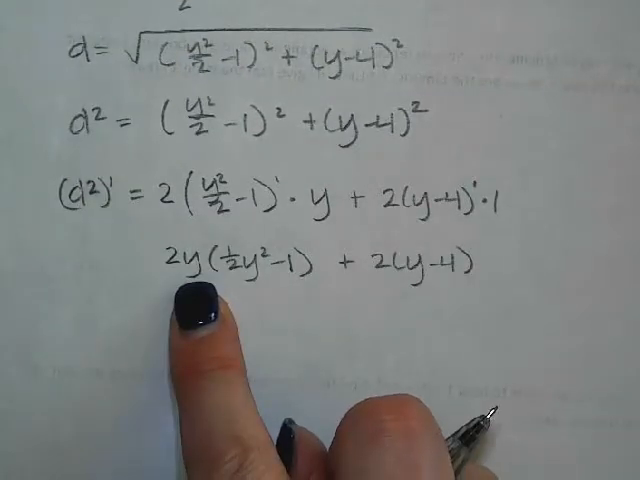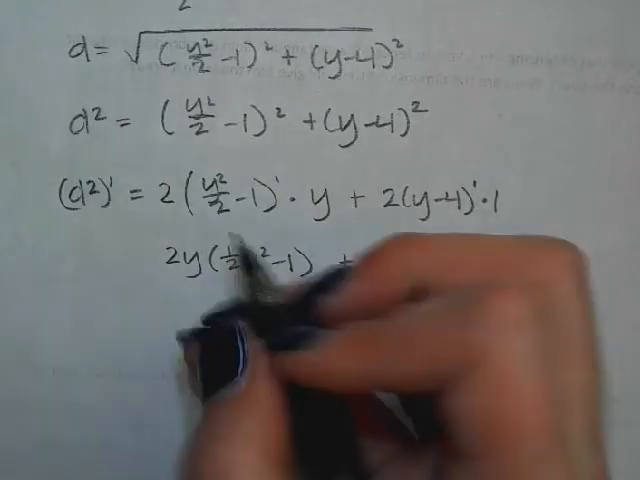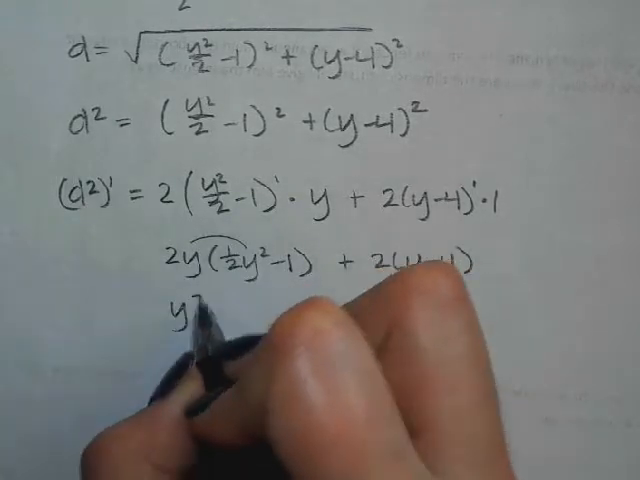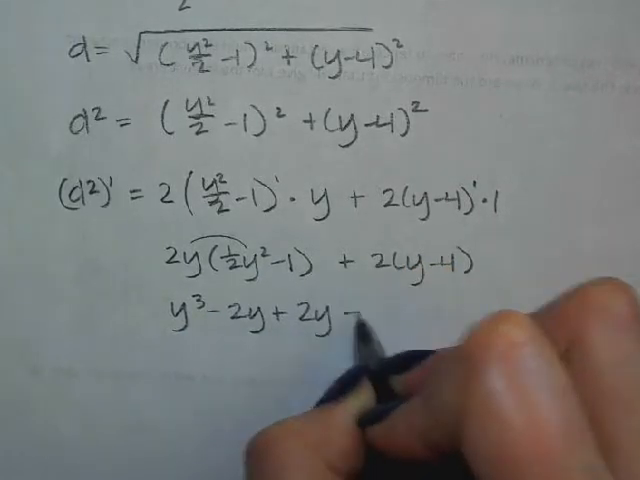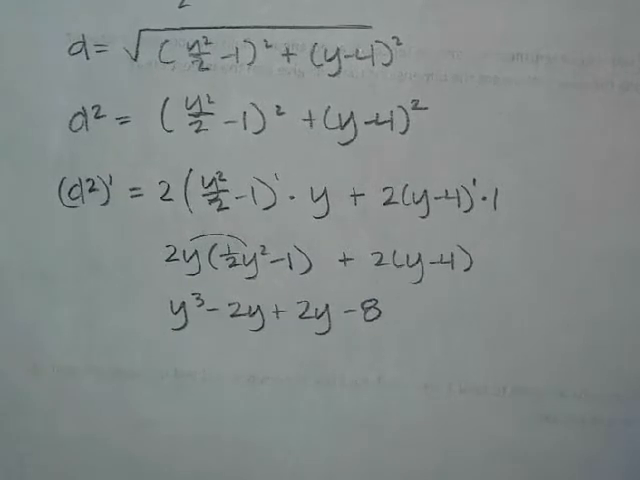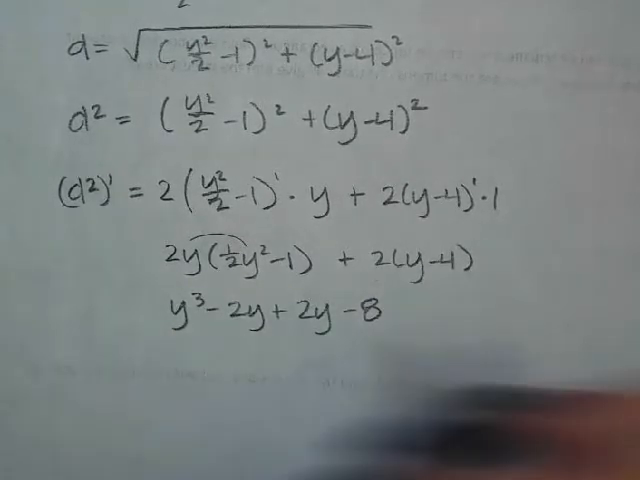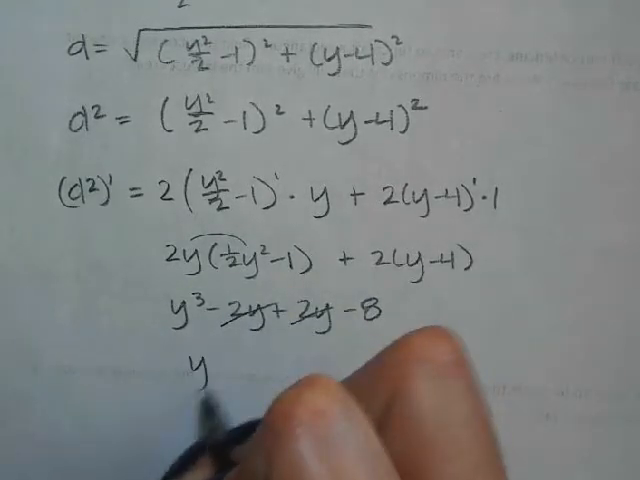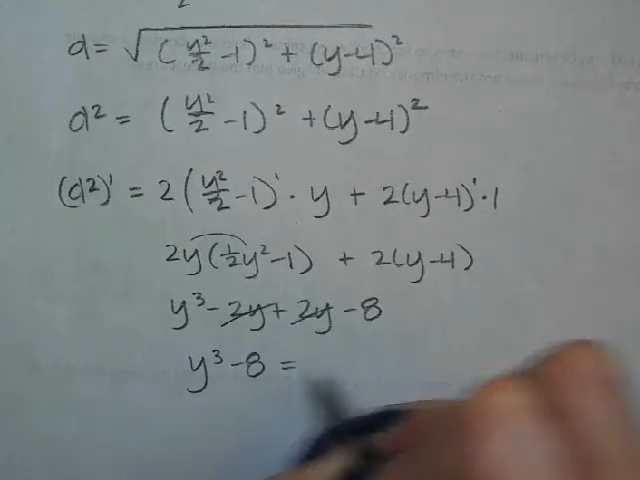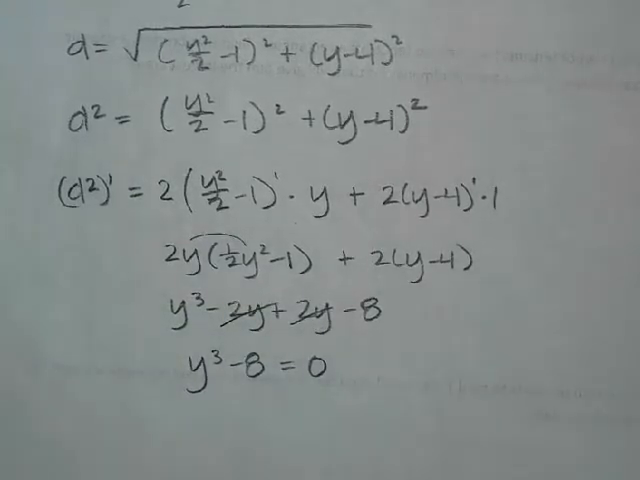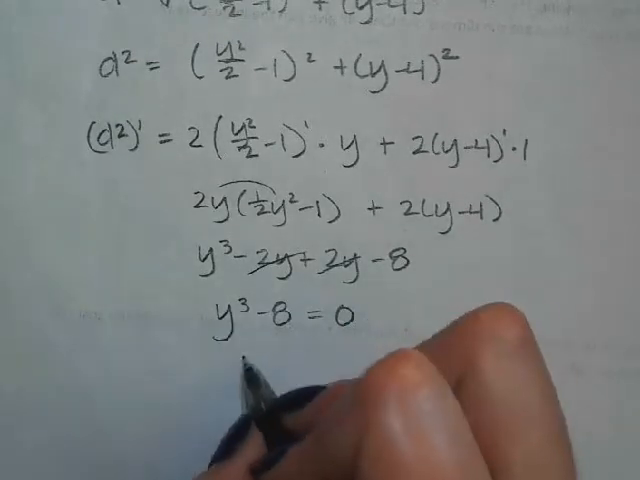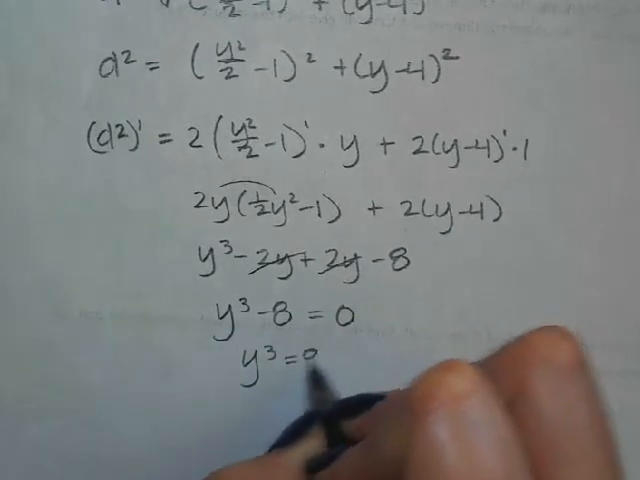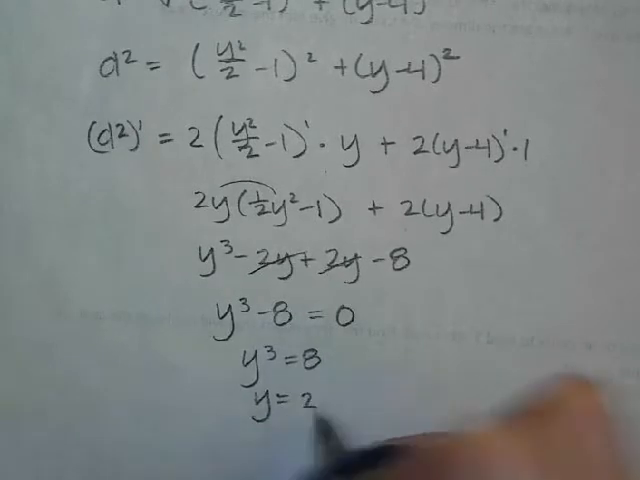So when I multiply that 2y in there, what do I get? y cubed minus 2y. Okay, plus 2y minus 8. So I have y cubed minus 8 equals 0, right? Because it's the derivative, and you set the derivative equal to 0. y cubed is 8. So y is 2.